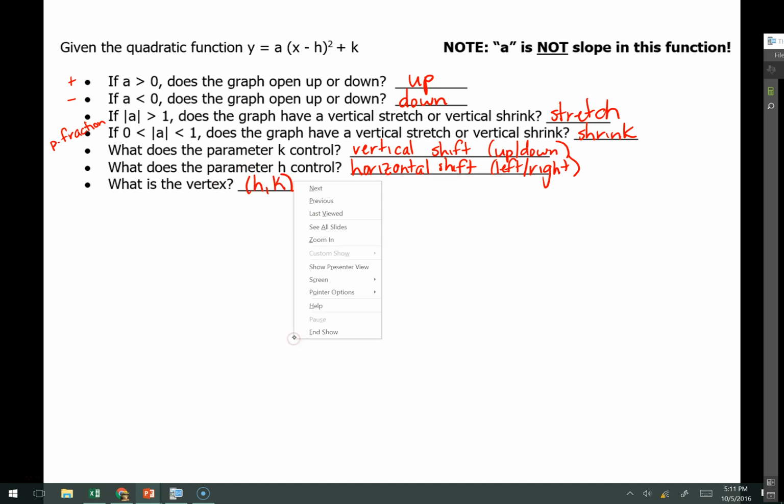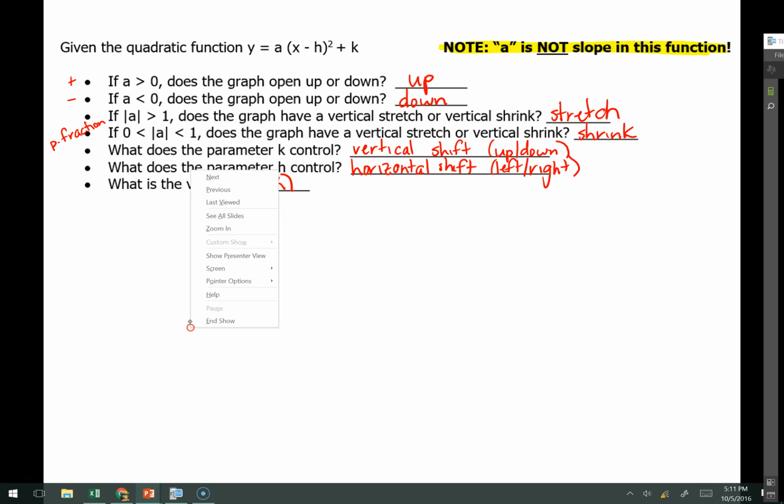I do want to point out and emphasize this note that a is not the slope of this function because it's that curved line this time. A is going to tell us how the shrinking or stretching is happening, and it's going to tell us which way it opens, up or down, but it is not going to tell us what the slope is. We cannot just draw straight lines in this unit for these curves.